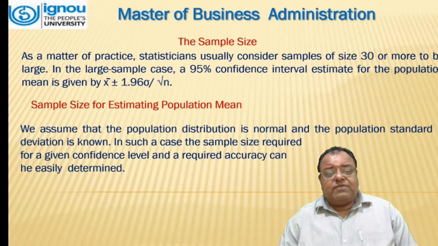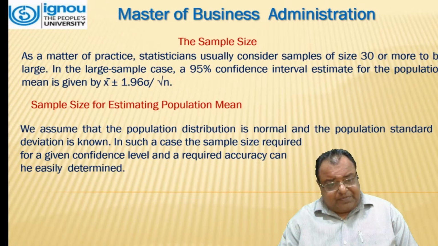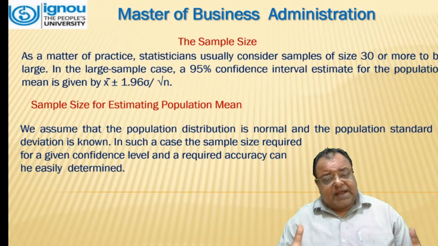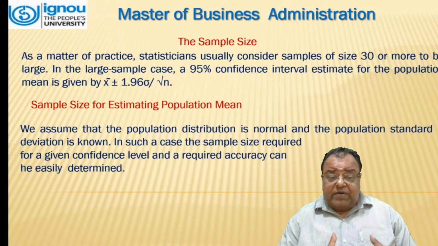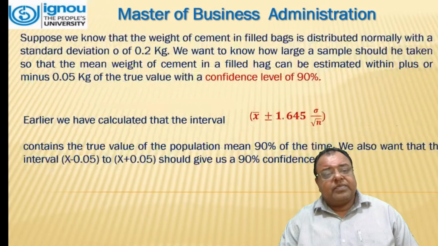Now, sample size for estimating the population mean. We assume that the population distribution is normal and the population standard deviation is known. In such a case, the sample size required for a given confidence level and a required accuracy can be easily determined.